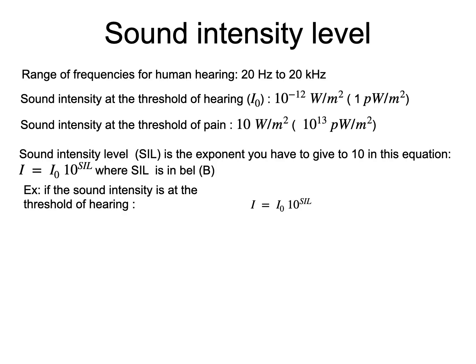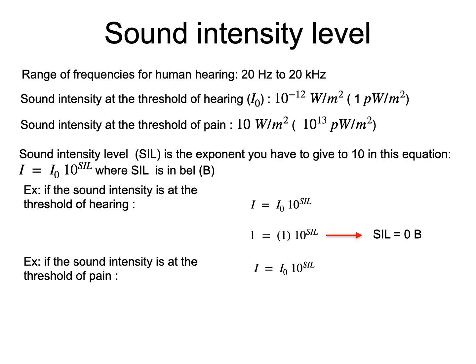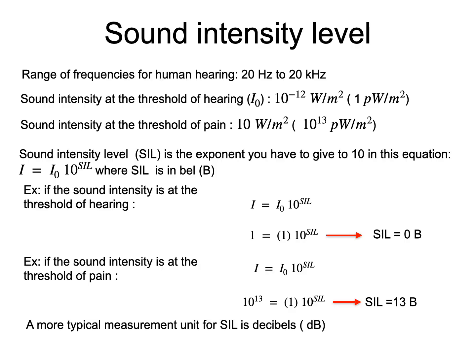For example, the SIL for a sound intensity at the threshold of hearing is equal to 0 bels. Similarly, the SIL at the threshold of pain can be evaluated to be 13 bels. However, the most well-known measurement unit for the sound intensity level is the decibel, for which there are 10 decibels in 1 bel, just like there are 10 deciliters in 1 liter. The sound intensity level at the threshold of pain is then 130 decibels.